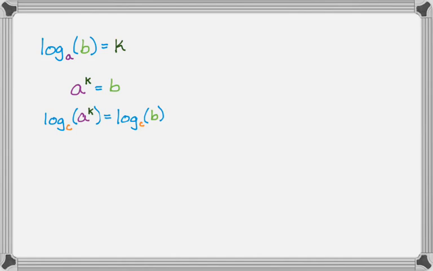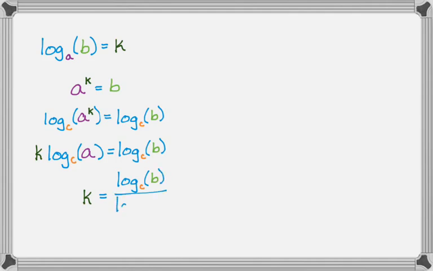And now I'm going to use on the left-hand side the property where exponents become coefficients, so I'm going to bring the k down. That's a very common property to use. So k times the log base c of a is equal to the log base c of b. And now I'm going to divide by the log base c of a. So k is equal to the log base c of b divided by the log base c of a.